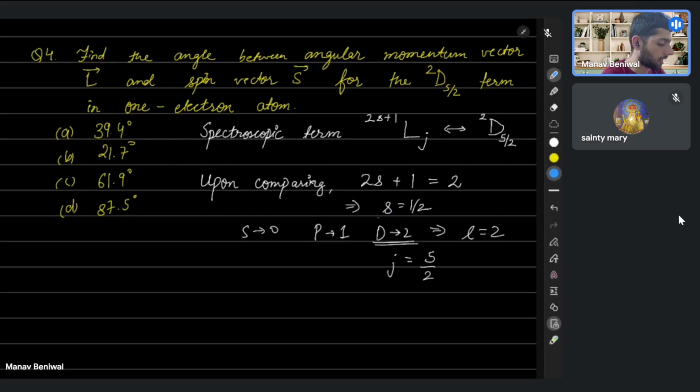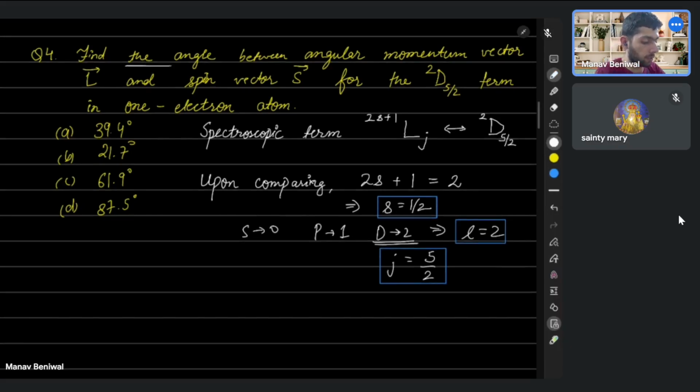Okay, so we have extracted the values of S, L, and J. We now have the three quantum numbers, which we will be using later. Now what does the question ask? The question asks us about the angle. So we have to find the angle between L and S.